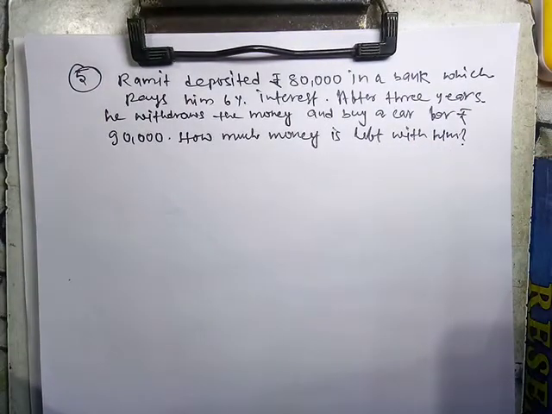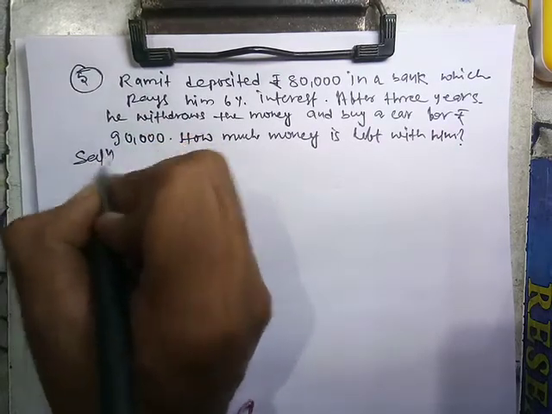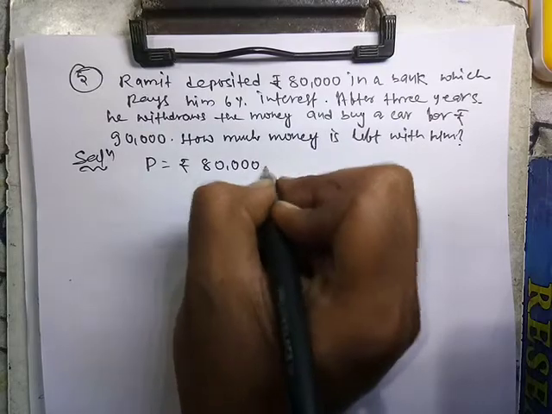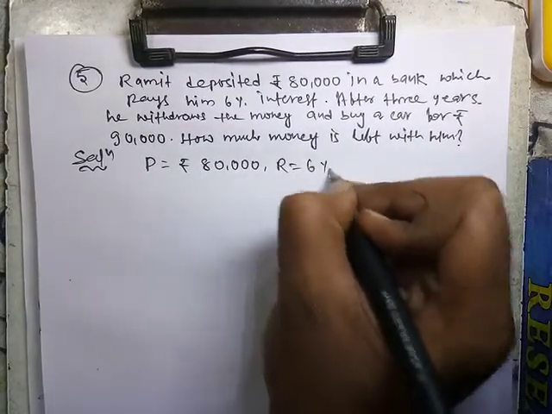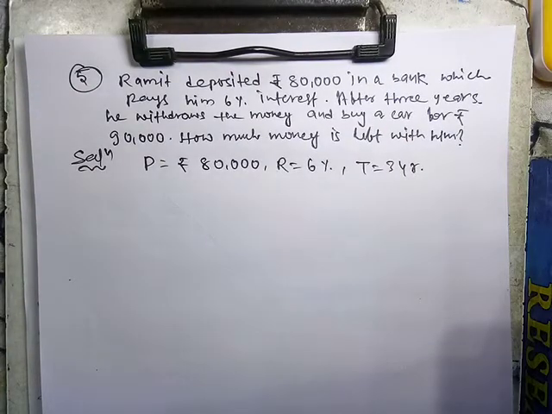Here the question is: Ramit deposited rupees 80,000 in a bank which pays him 6% interest. After 3 years he withdraws the money and buys a car for rupees 90,000. How much money is left with him? You have to find how much money is left with him after buying a car of rupees 90,000. Solution. Here principal is rupees 80,000, rate of interest 6%, time is 3 years. First you find the simple interest, then you find the amount.